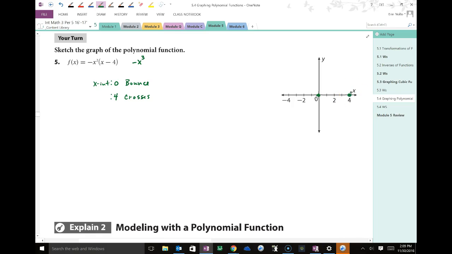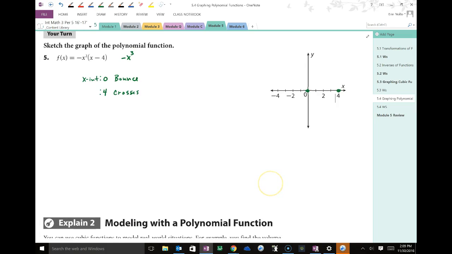Okay, so to draw this, I know my left arm is down, my right arm goes up. I know I'm going to bounce at 0, and I'm going to cross at -4. So if I go from left to right, I'm going to start with my arm up. I'm going to come down, bounce off at 0, go back up, and cross down through 4.